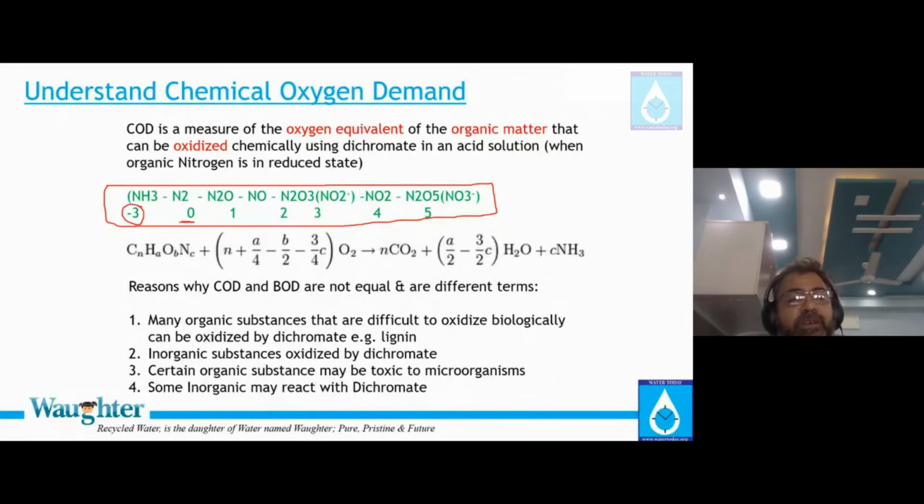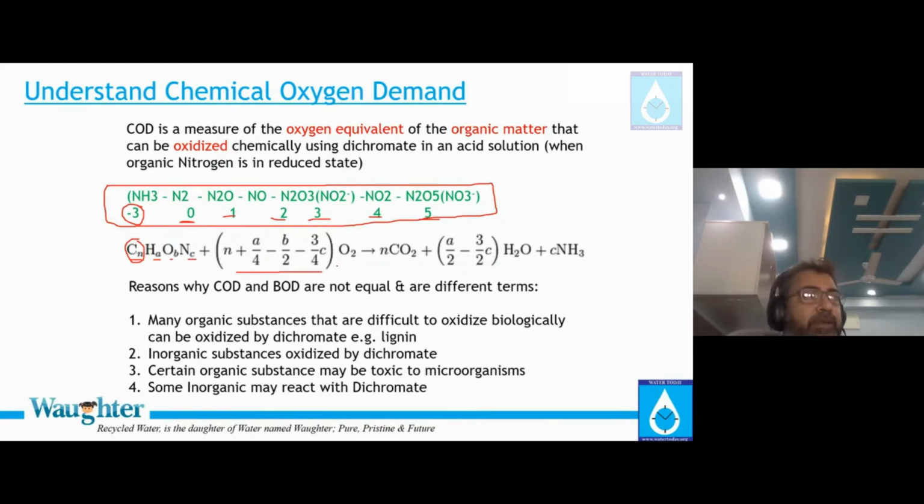N2 is the zero state, neither reduced nor oxidized. And there are so many steps of N2 word. 1, 2, 3, 4, 5. Okay. So you leave this nitrogen part. That's why it's written separately in the green. C, H, O, and N. Whatever for C, you require oxygen is this formula. And you calculate the COD.